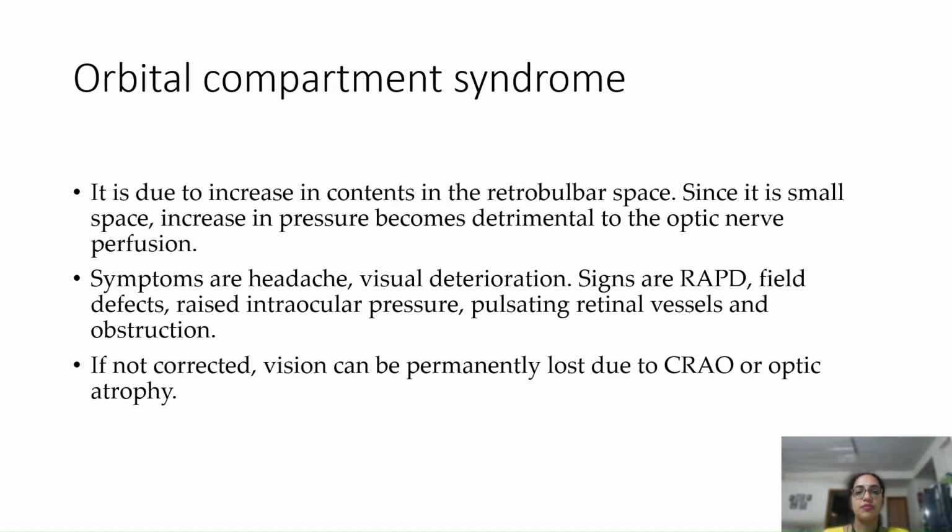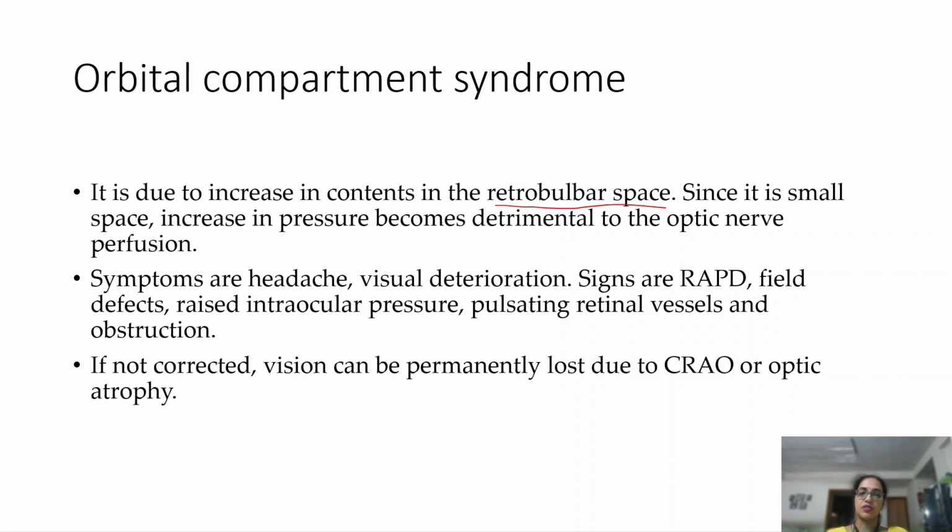So what is orbital compartment syndrome? I have used this word at least 3 times now. So it is due to increase in the contents in the retrobulbar space. Since it's a small space, there is increase in pressure that becomes detrimental to the functioning of the optic nerve. So the perfusion is at stake and then the optic nerve function also goes down.